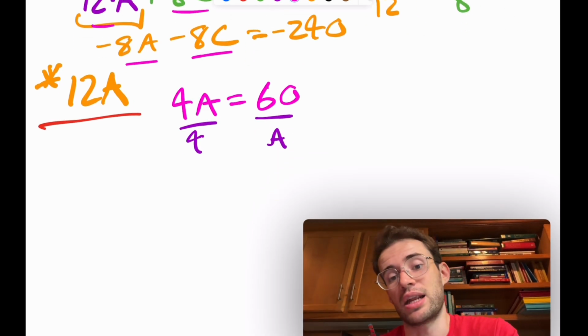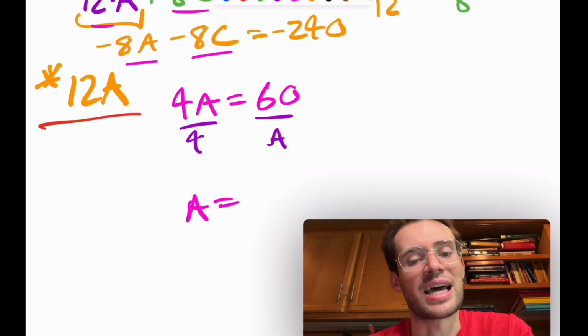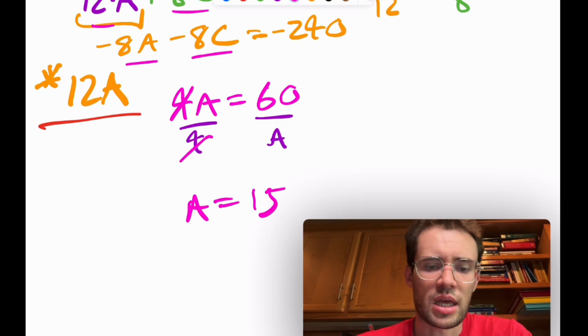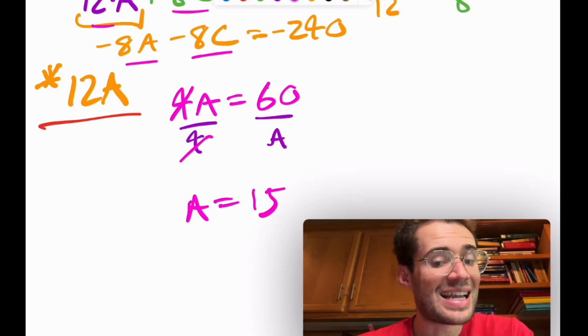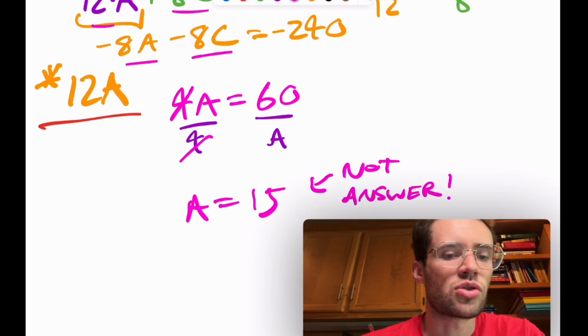4 sets of 15 minutes would be 60 or something like that. Not that this is time, it's just money. But we get A equals 15. That again is not our answer because our answer is going to be 12A.